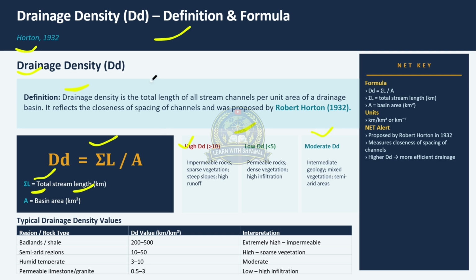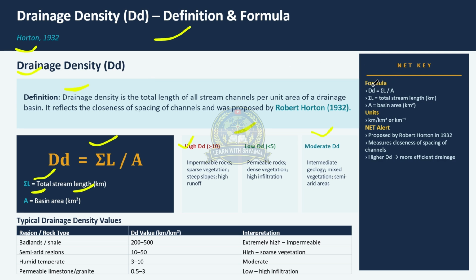Typical drainage density values, by region, rock type, drainage density value in kilometer per square kilometer, and interpretation. Badlands on shale, 200 to 500, extremely high, impermeable. Semi-arid regions, 10 to 15, high, sparse vegetation. Humid temperate, 3 to 10, moderate vegetation. Permeable limestone and granite, 0.5 to 3, low, high infiltration.